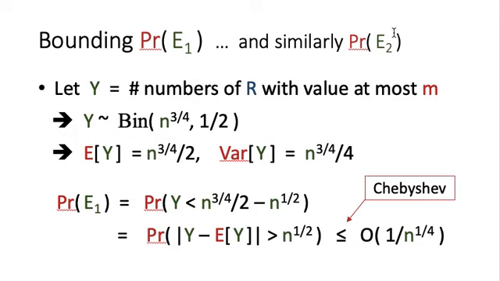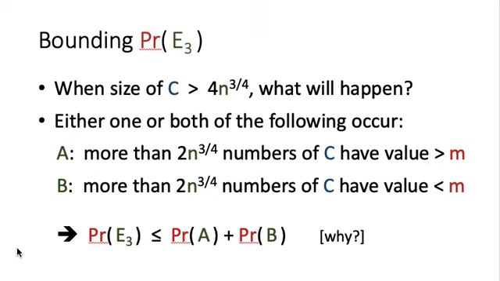So we now have a bound for the probability of E1, and similarly, we can have the same bound for the probability of E2. And how about the probability of E3? Let's take a look now.